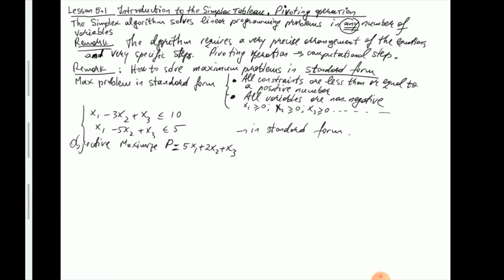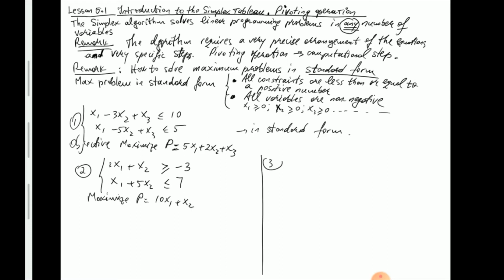On the other hand, take a look at the following two examples. Let's say this is 1 and the other one 2. Suppose you have 3x1 plus x2 greater than or equal to minus 3, x1 plus 5x2 less than or equal to 7. And then I want to maximize p equals 10x1 plus x2. Leave some room over there and write another example here.